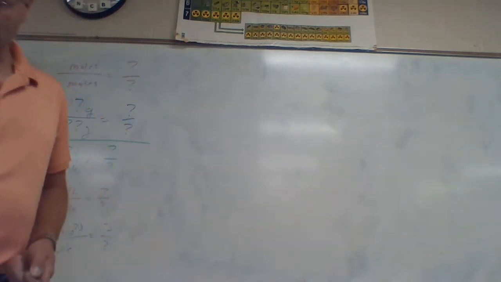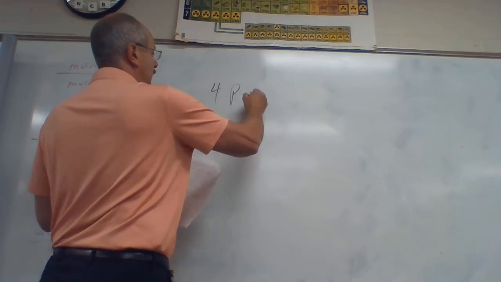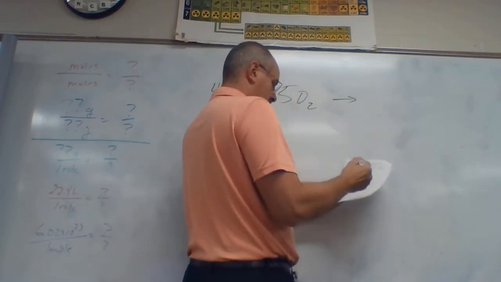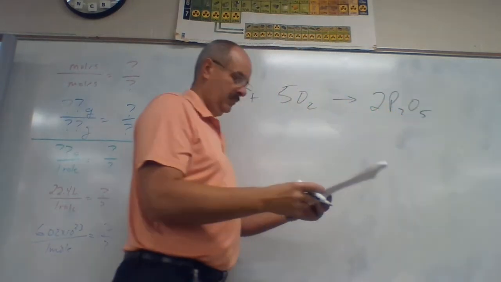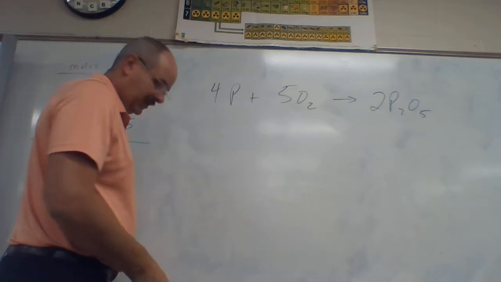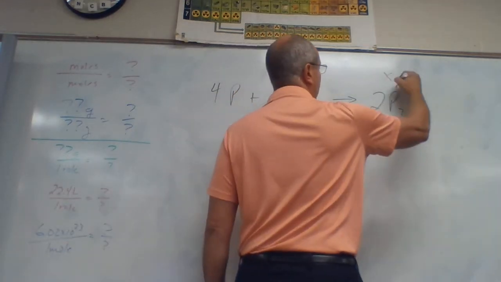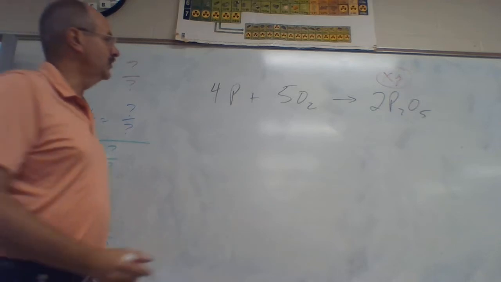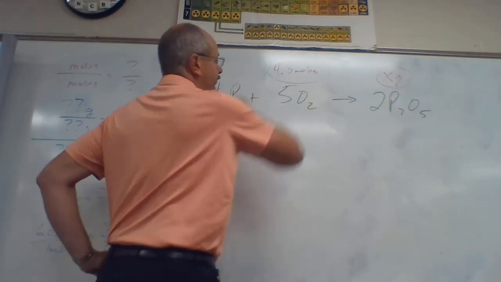All right, so the new recipe is 4P plus 5 O2 forms 2 P2O5. All right, so now we go to the question. The question says, how many grams of P2O5? So we want to know X grams of this guy. If we get 4.3 moles of O2, so we have 4.3 moles of O2.